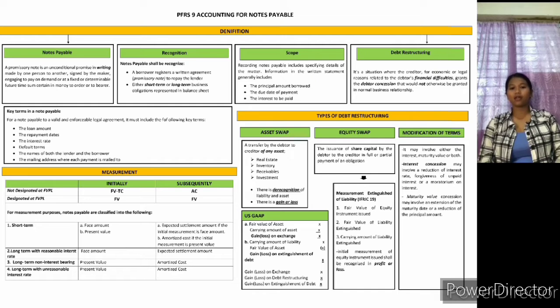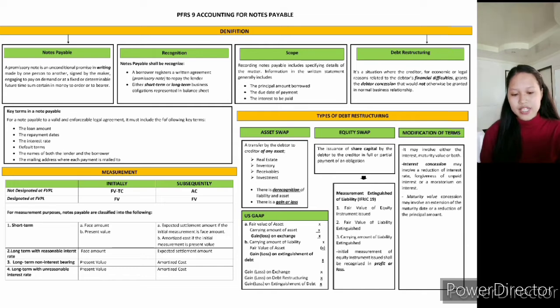This means that debt restructuring is a process used by companies, individuals, and even countries to avoid the risk of defaulting on their existing debts, such as by negotiating lower interest rates. Debt restructuring provides a less expensive alternative to bankruptcy when a debtor is in financial turmoil, and it can work to the benefit of both borrower and lender. Debt restructuring has three types, which are asset swap, equity swap, and modification of terms.